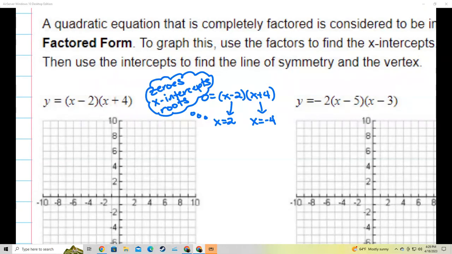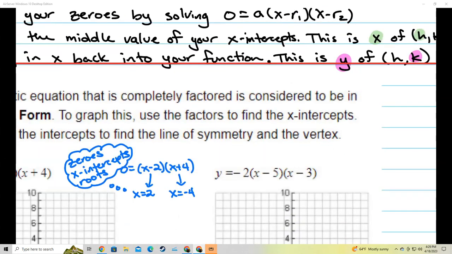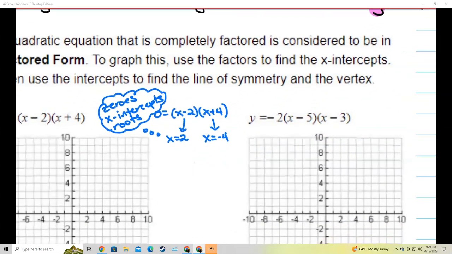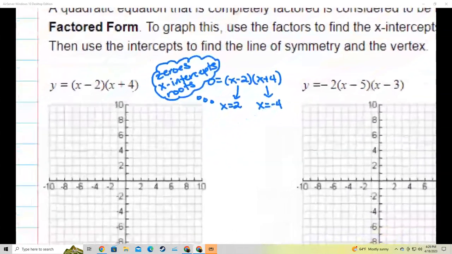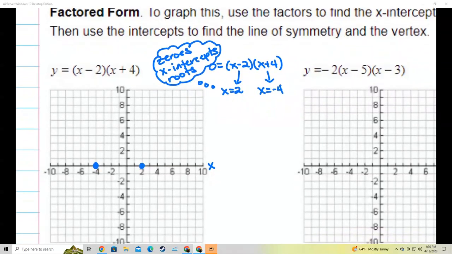That's why over here they have it in r's, r standing for your first root and your second root, okay? So you found your zeros, you found your x-intercepts, you found your roots. Remember that these are also x-intercepts. So on your x-axis, you're going to know that it's going to cross the x-axis at 2 and at negative 4. So at (2, 0) and at (negative 4, 0) is where your x-intercepts are.